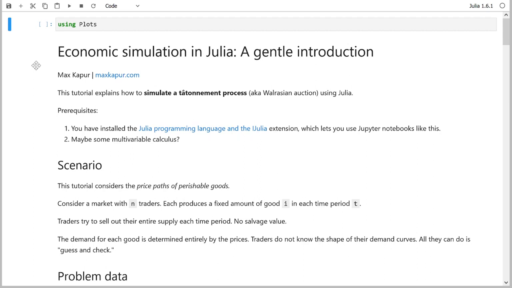Hello, in this tutorial I will be providing a beginner's introduction to running economic simulations in the Julia programming language. The prerequisites for this video are some familiarity with Julia. You should probably have installed the programming language as well as the IJulia extension that lets you view Jupyter notebooks like this one, and you can find the link to this notebook in the video description.